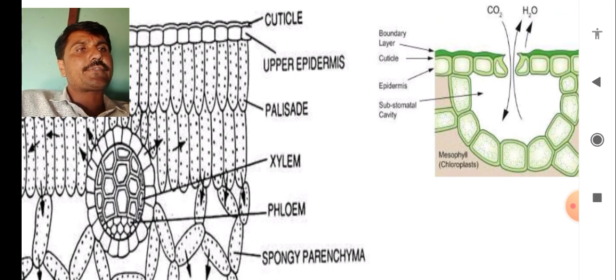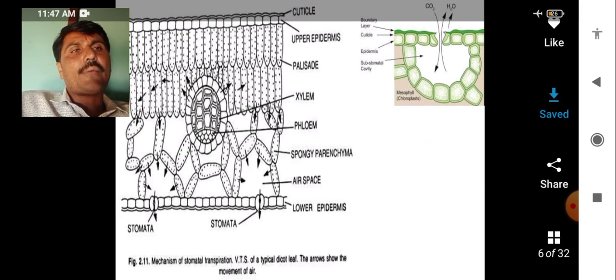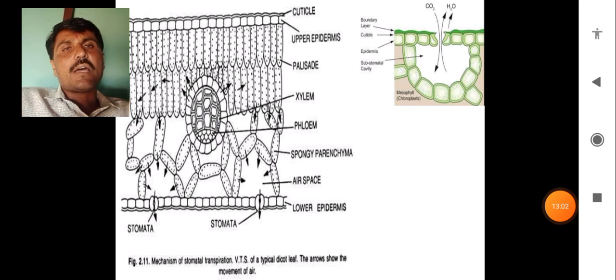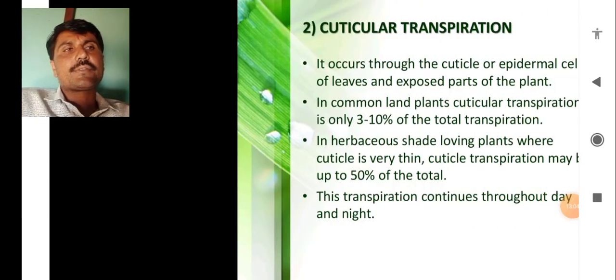See, the carbon dioxide is taken inside and the water molecule is released, along with the oxygen. Boundary layer, cuticular epidermis and cavity, all these things are shown over here.